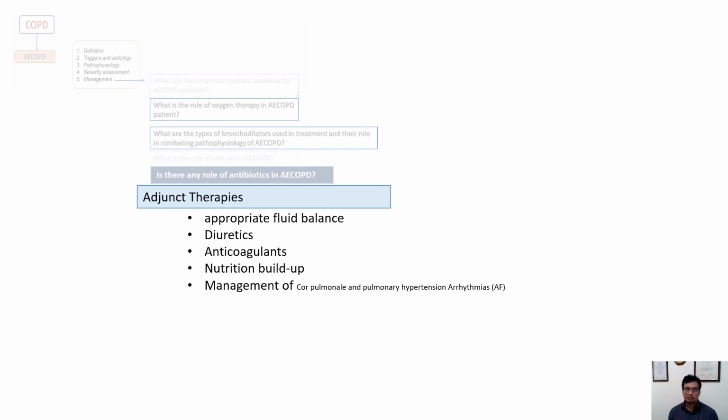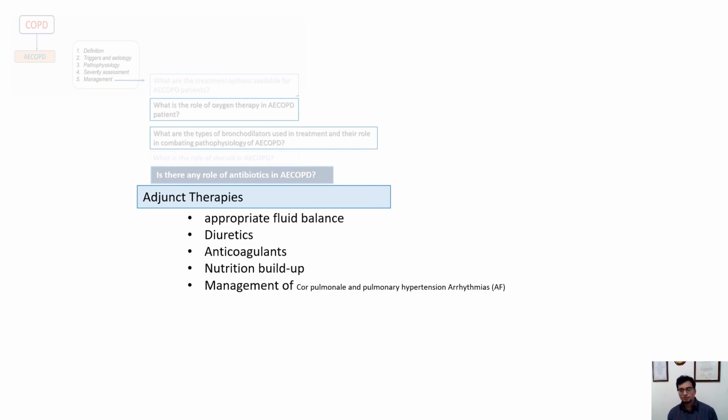or even negative balance. You can use diuretics, you can use dialysis to attain the negative balance and dry patients, and anticoagulants can be used. Treatment of comorbidities is very important while you are treating a COPD exacerbation. You have to build up the nutrition. You can give IV parenteral nutrition and oral nutritional supplements. At all times, healthcare providers should vigorously enforce stringent measures against active cigarette smoking after discharge.